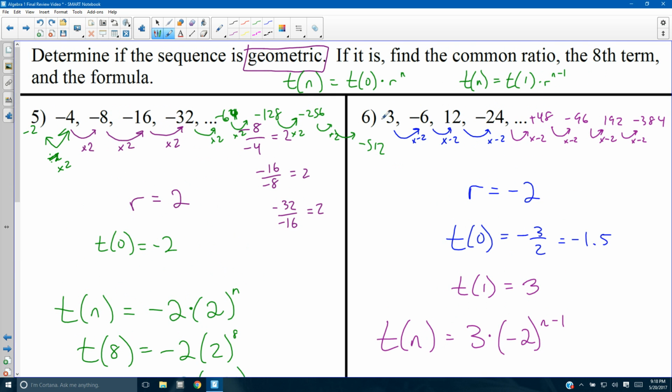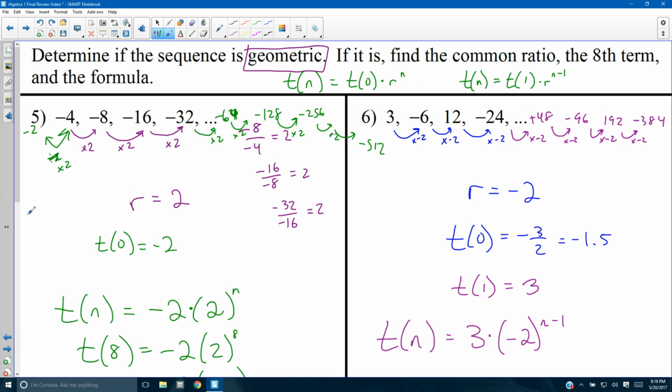Okay, let's see how that worked out. Starting from term number 1, how many times will I have to multiply by negative 2 to get to term number 8? Remember, I don't count this number. I count these: 1, 2, 3, 4, 5, 6, 7. If I'm going from term 1 to term 8, I'm only doing it 7 times. If I go from term 0 to term 8, I do it 8 times.